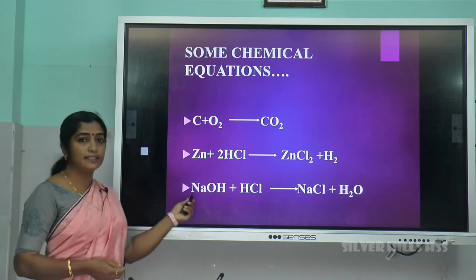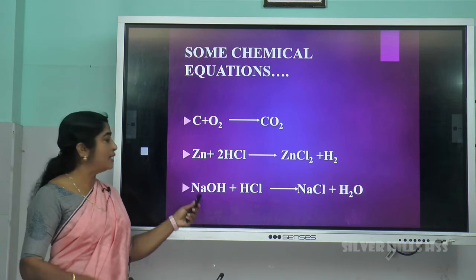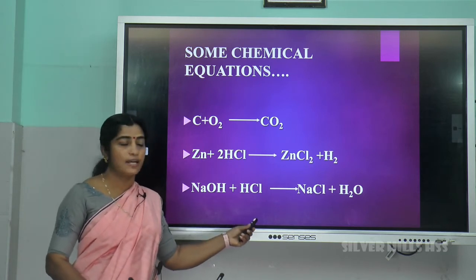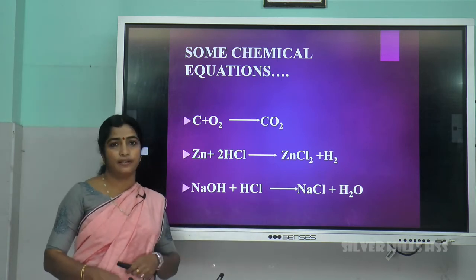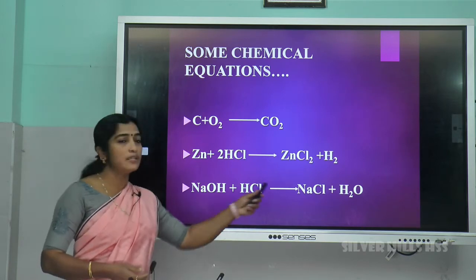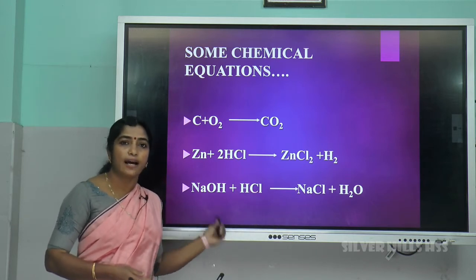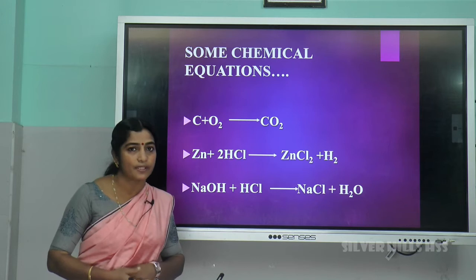And let us consider the third reaction. Here, an alkali, sodium hydroxide, reacts with hydrochloric acid to form salt solution. It's a neutralization reaction. The product is salt solution. Can you convert that salt solution back into acid and alkali? No, it is not possible.